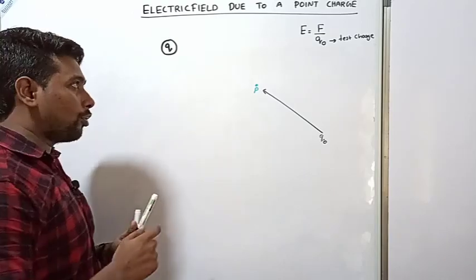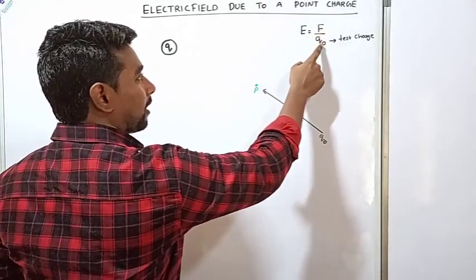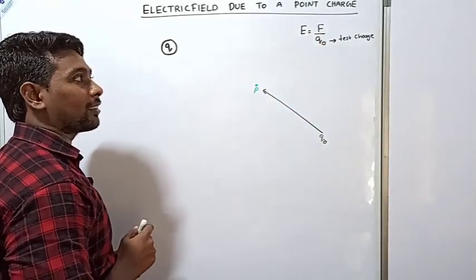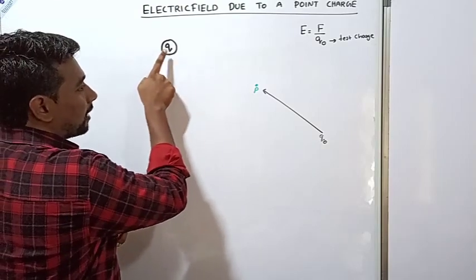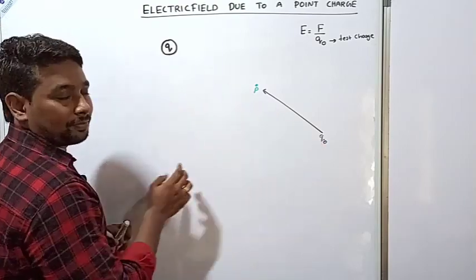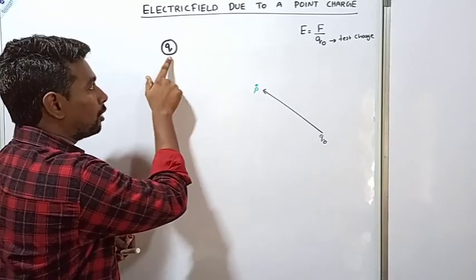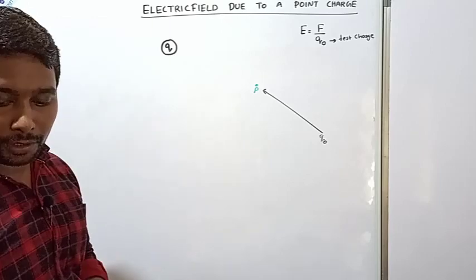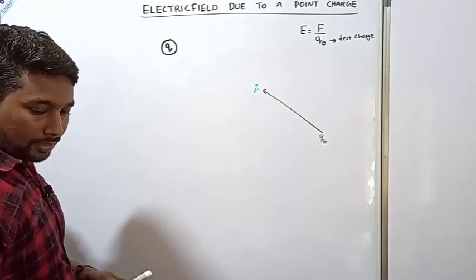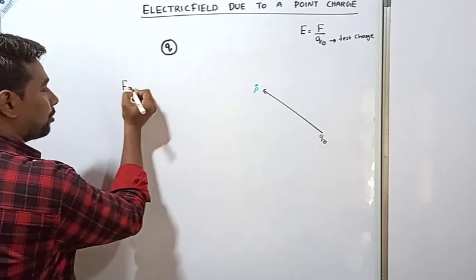So in order to find the electric field, we need the force and also the test charge. What is the force? It is the force between this charge and this Q naught. When it comes here, there will be a force of attraction or repulsion between these two charges, right? So what will be the force? F you can write using Coulomb's law.